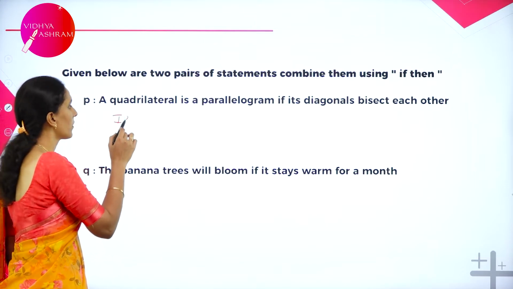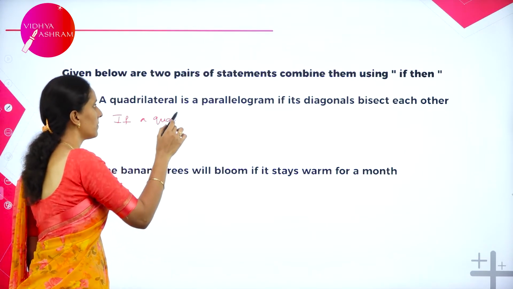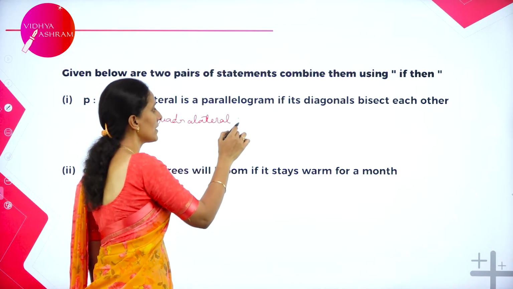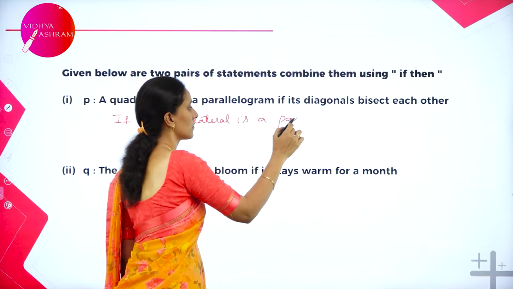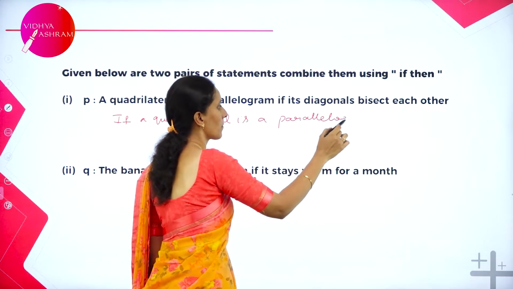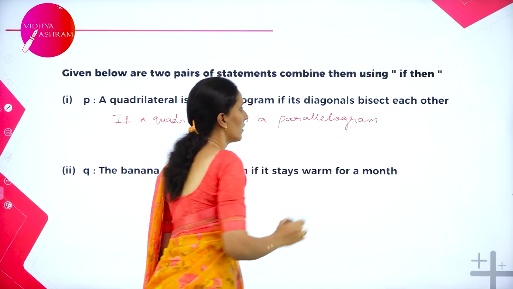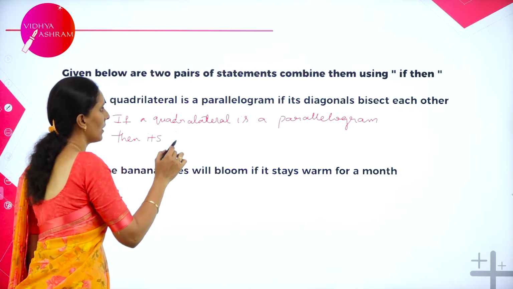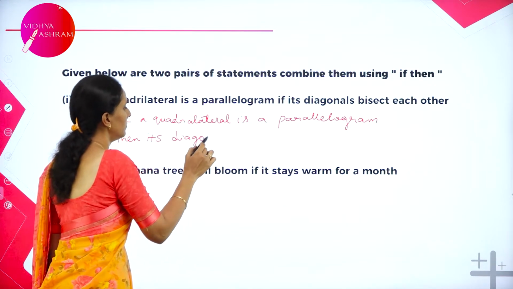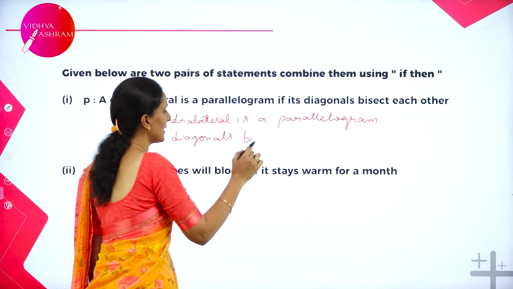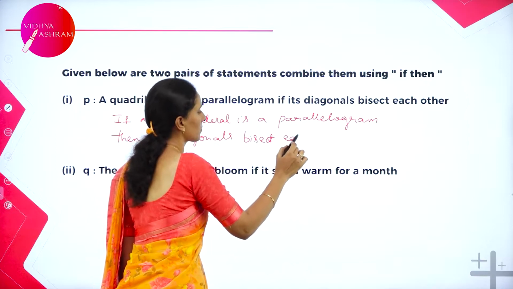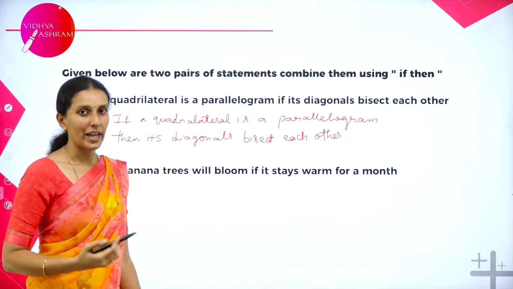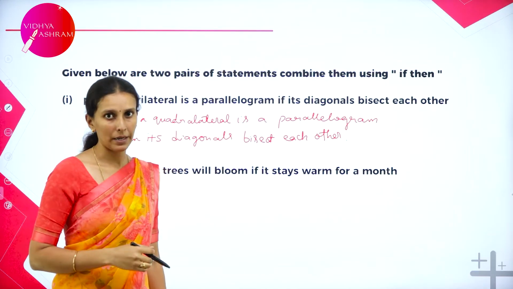If a quadrilateral is a parallelogram, then its diagonals bisect each other. So this is how we can write it, connecting the statements.